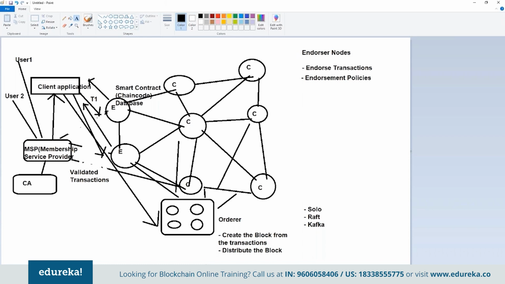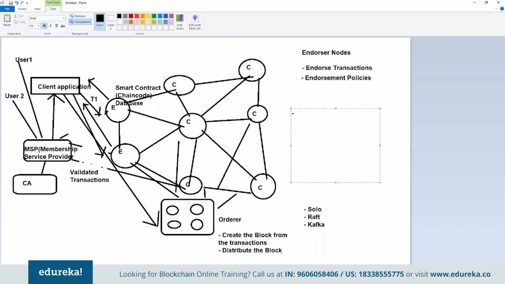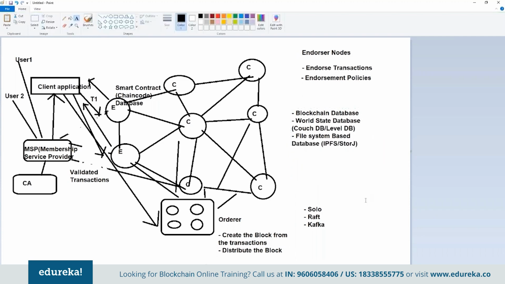Again, there are three categories of database here. One is your blockchain database. Second is your world state database. The world state database can be your CouchDB or LevelDB. And third is your file system based database, which is your external storage that can have your IPFS or StoreJ. So these are the different kinds of database that you can have in Hyperledger Fabric.